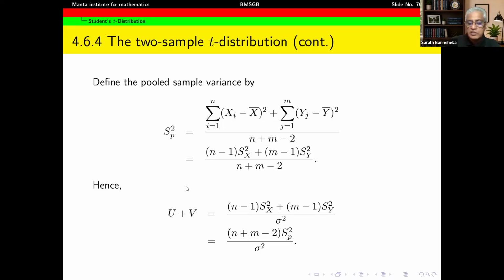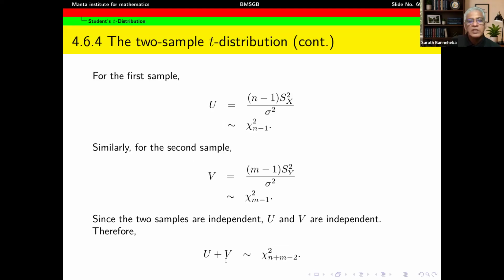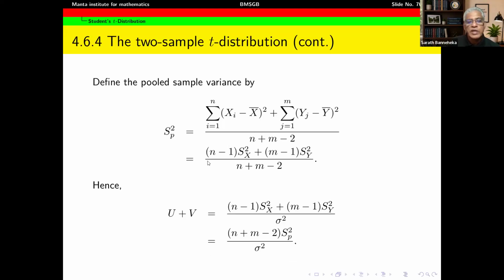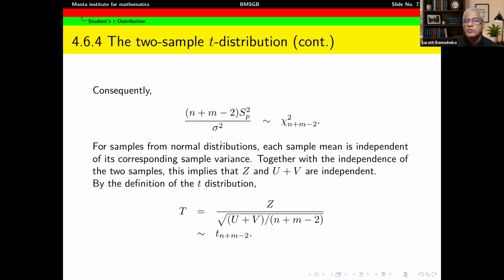And if you look at this quantity U plus V here, we can show that it is equal to n plus m minus 2 times Sp square divided by sigma square. So now we know that this quantity has a chi-square distribution with m plus n minus 2 degrees of freedom, and therefore this quantity has the same distribution.